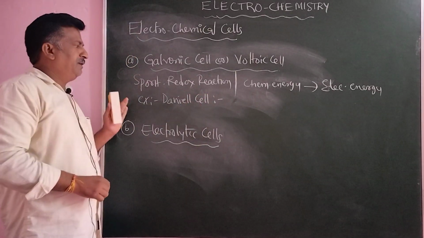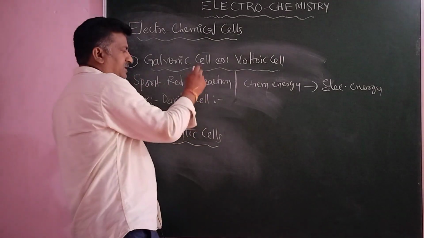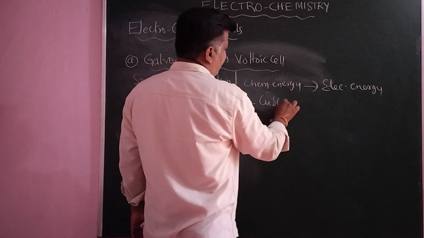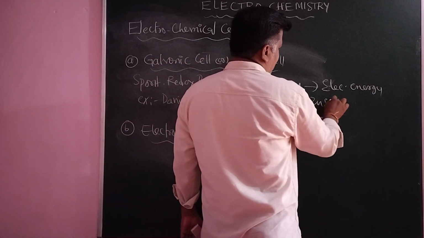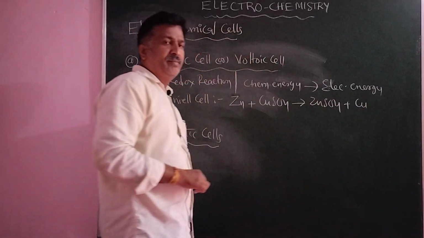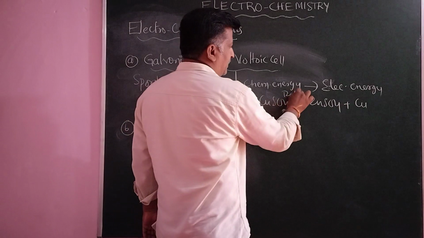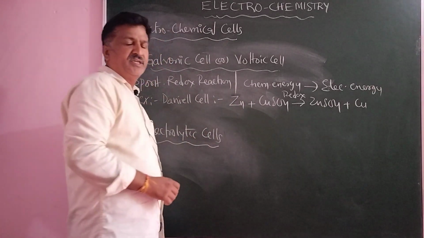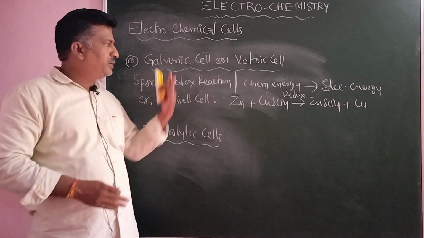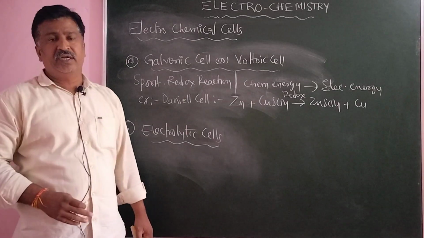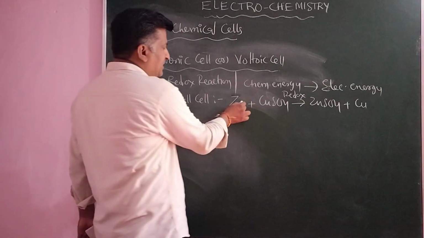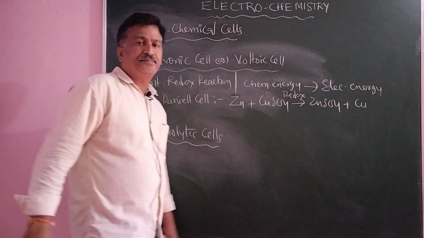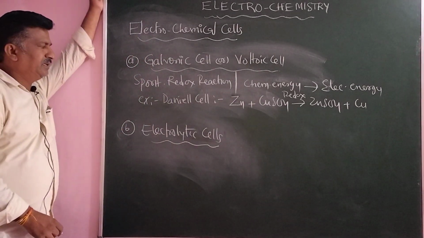So Daniell cell is a galvanic cell in which the spontaneous redox reaction takes place, and that is nothing but zinc reacts with the copper sulfate, producing zinc sulfate and copper. This is a spontaneous redox reaction, and the chemical energy of this spontaneous redox reaction is used to convert into electrical energy. So here zinc is highly reactive than copper, so zinc replaces the copper, producing zinc sulfate. So that is about a galvanic cell or voltaic cell.